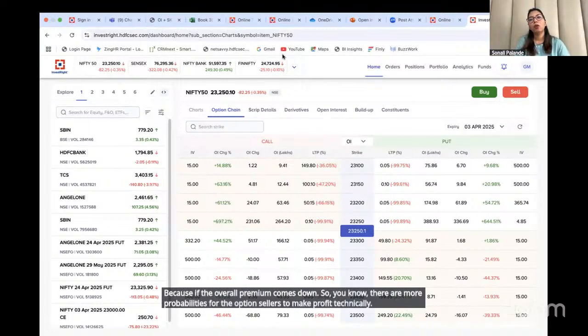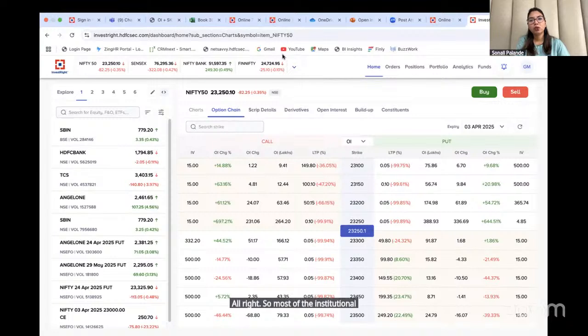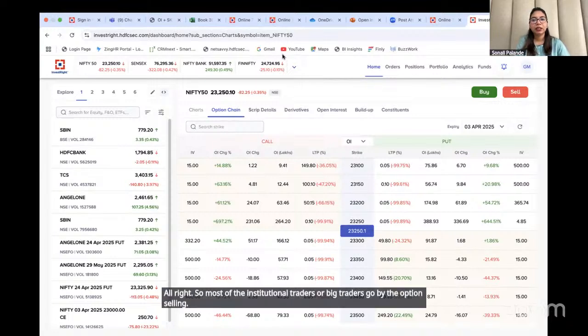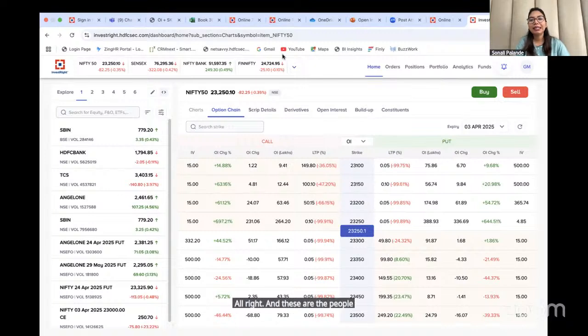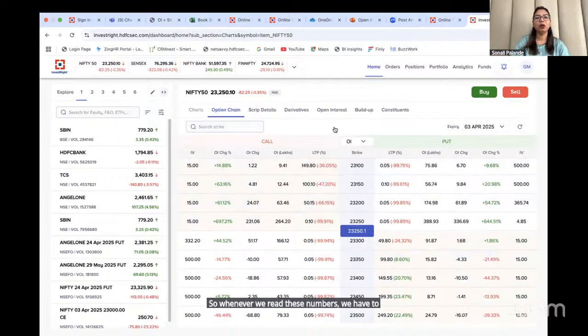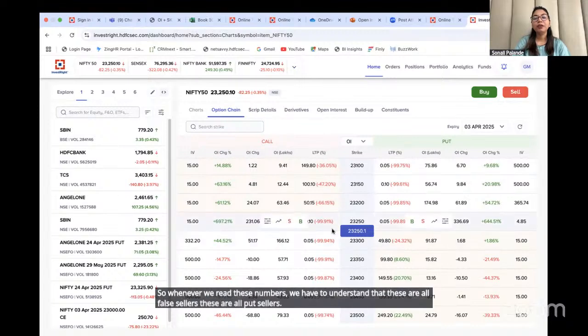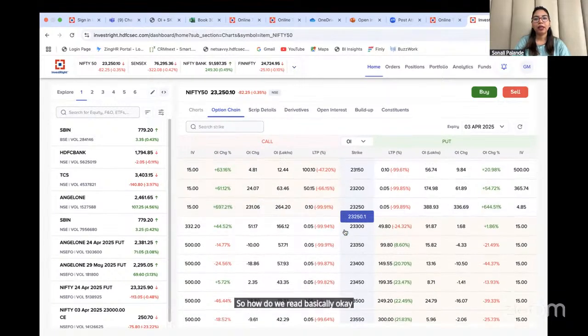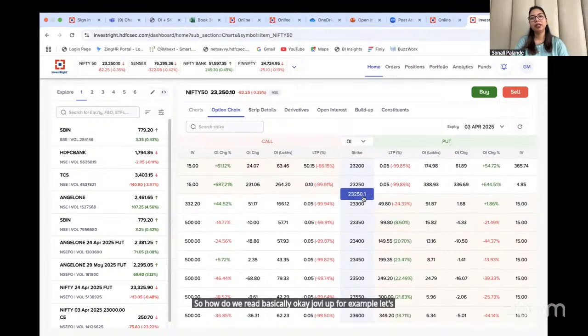All right. So most of the institutional traders or big traders go by option selling, and these are the people who are dominating these numbers. So generally this assumption has been created that we have to read the option chain from the seller's perspective. Because even if there are some buyers, the number is going to be very negligible, so it will not make much of a difference. So whenever we read these numbers, we have to understand that these are all call sellers, these are all put sellers. So how do we read it basically? Okay, for example, let's come to the mid strike or ATM strike.